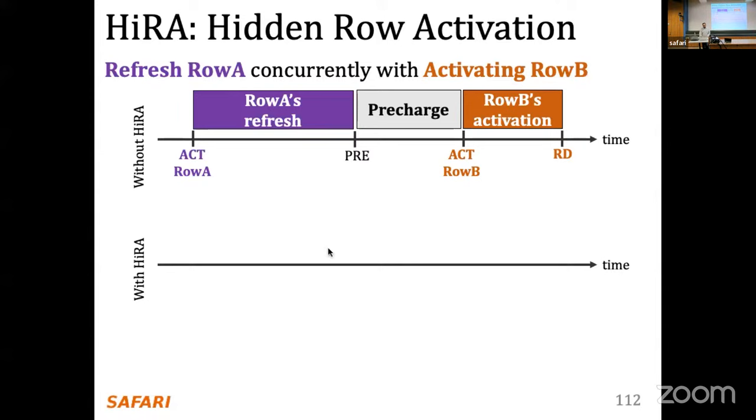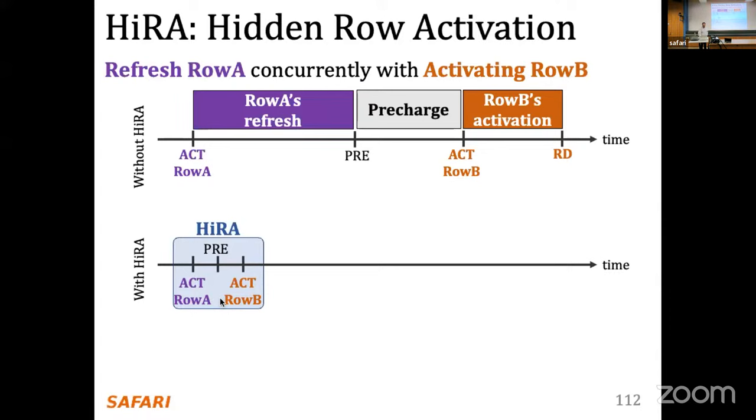So when we use HIRA, what we do is we perform an operation that we call HIRA. Actually, HIRA is the name of the operation. Basically, it sends an activation to row A. Immediately after that, it sends a precharge. And then immediately after that, the next cycle, it sends an activation to row B. And this whole thing takes around 3 nanoseconds.